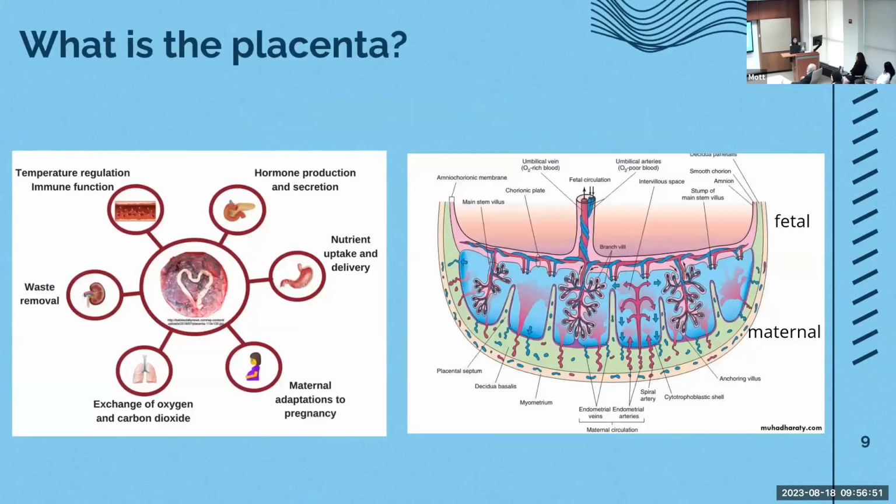So now we need to understand what the placenta is. It is a transient reproductive organ that is critical for several aspects of pregnancy. This includes waste removal, exchange of oxygen and carbon dioxide, maternal adaptations to pregnancy, and protection from infections and immune-related functions. It's also important to note that the placenta is mainly comprised of trophoblasts.